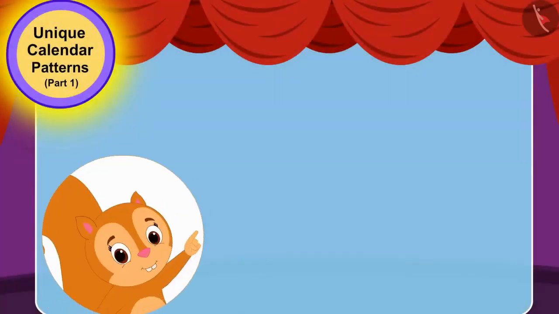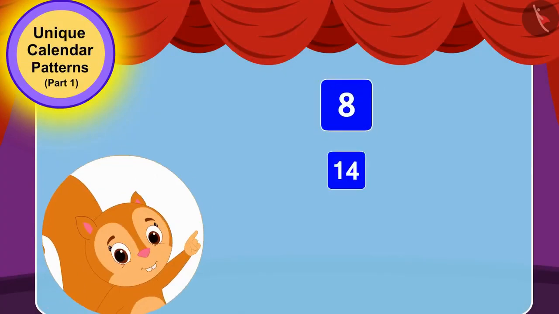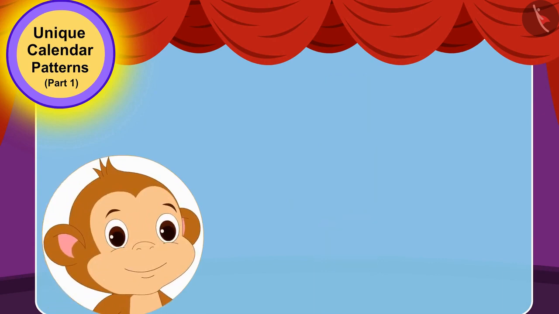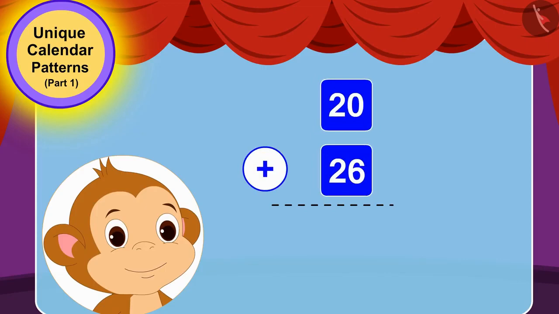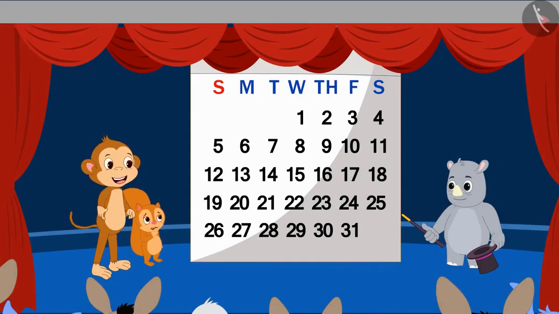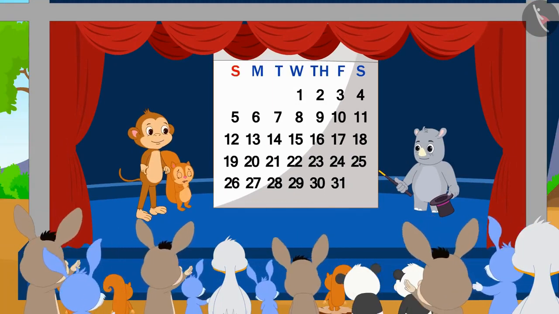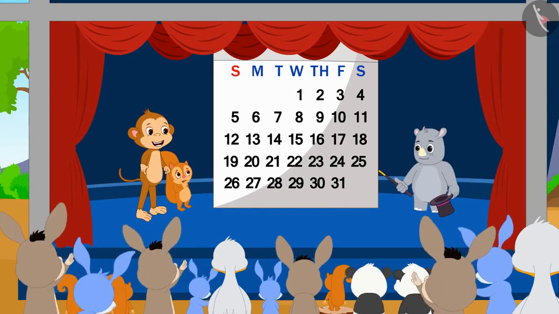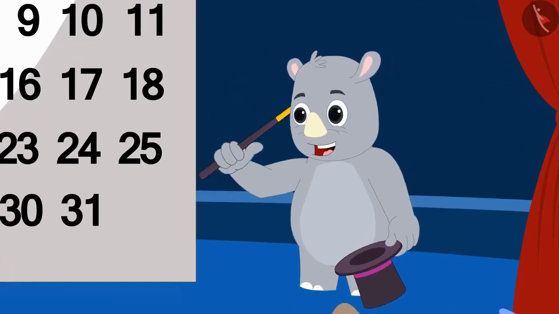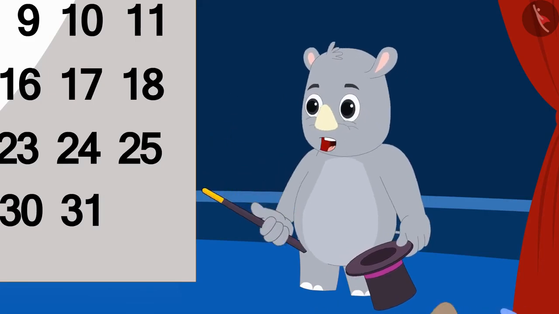Chanda quickly added 8 and 14 and got the answer as 22 again. And Babban too, by adding 26 to 20, got the number 46 itself again. Chanda and Babban were shocked, and all the audience started clapping loudly. Gaggu told the audience that they could try this magic by choosing any date in the calendar.